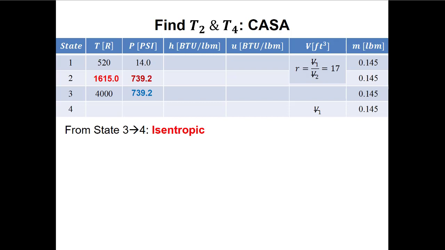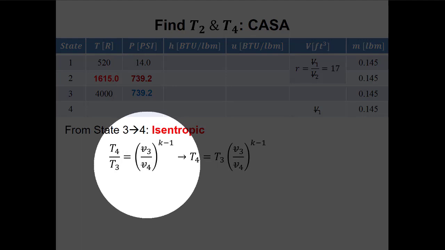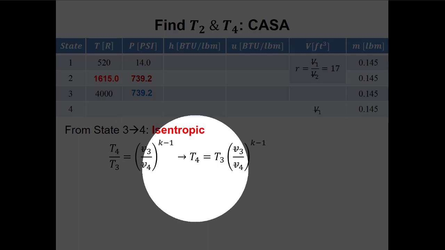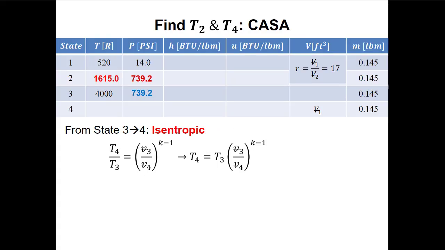Now I want to move between state 3 and state 4. I recognize that this is the second part of my power stroke, the part of my power stroke that's isentropic. So delta S here is equal to 0. And that means that I can use this expression with K in the exponent. Again, I'm looking for an expression where the ratio of temperatures and the ratio of volumes exist inside my equation. So now I see that T4 is equal to T3 times V3 over V2 to the power of K minus 1.